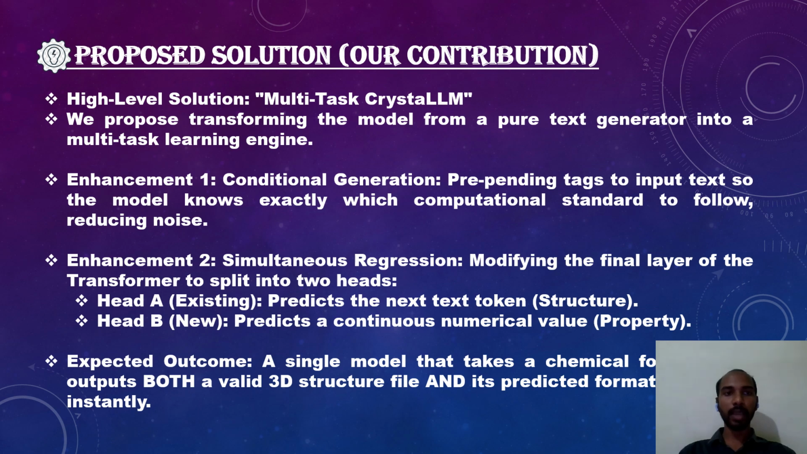The second improvement is simultaneous regression. Here, we modify the final layer of the transformer model. Instead of producing only one output, the model produces two outputs. The first output generates the crystal structure in text format, just like the original model used to generate, and the second output predicts a numerical property such as formation energy, like we discussed before. So finally, the model can take a chemical formula as input and produce both the crystal structure and its predicted property at the same time. This makes the model more useful in real-world material discovery.